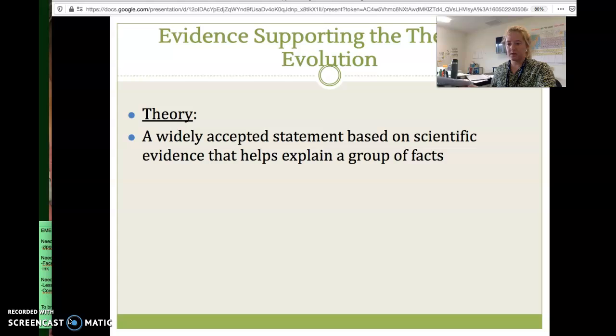So recall for me that a theory is a widely accepted statement based on scientific evidence that helps explain a group of facts. So theories are something that explains things. Remember, our laws tell us what's going to happen. So evolution is a theory, not a law, so it helps explain why we have the different species that we do have and how they're changing.